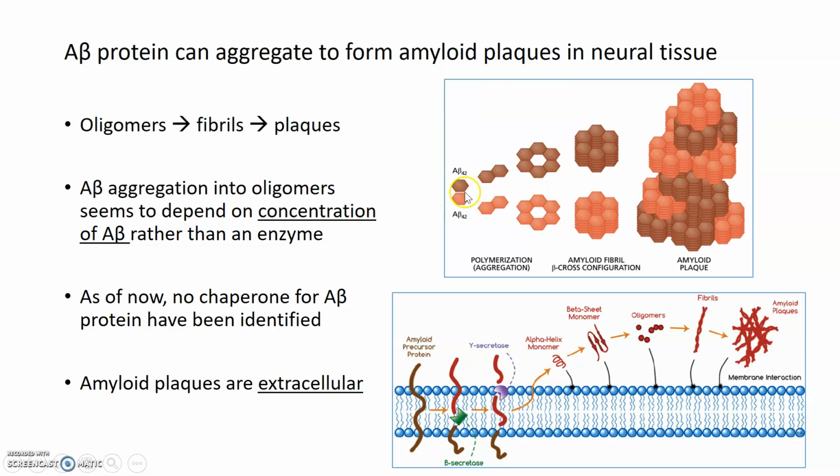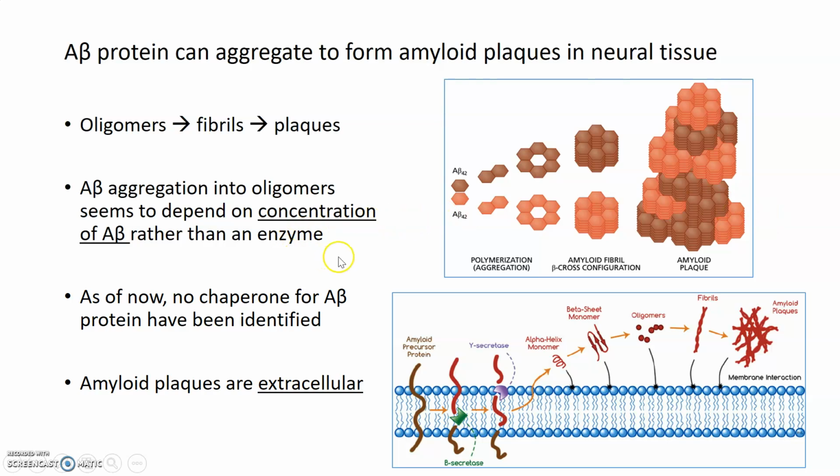What's interesting about A beta aggregation into the oligomers in the first place is that it doesn't really depend on any enzymes or any other kind of active processes. It seems to just be dependent on how much A beta there is. Once there's a concentration of A beta that's high enough, the chances of those two A beta molecules coming into contact with each other is pretty high, and then they start to form the oligomers. So the higher the concentration of A beta, the more likely it will form oligomers and ultimately aggregate into amyloid plaques.